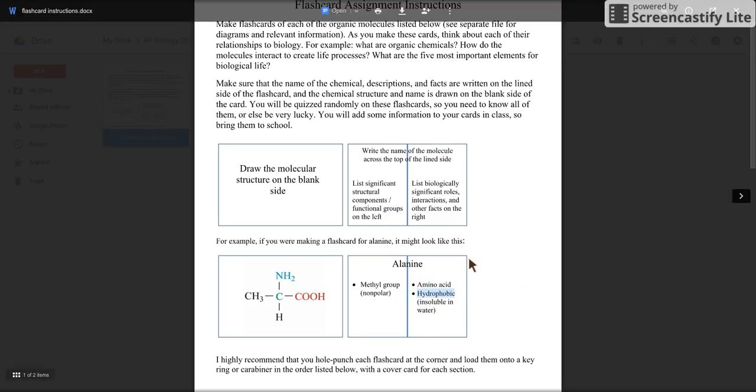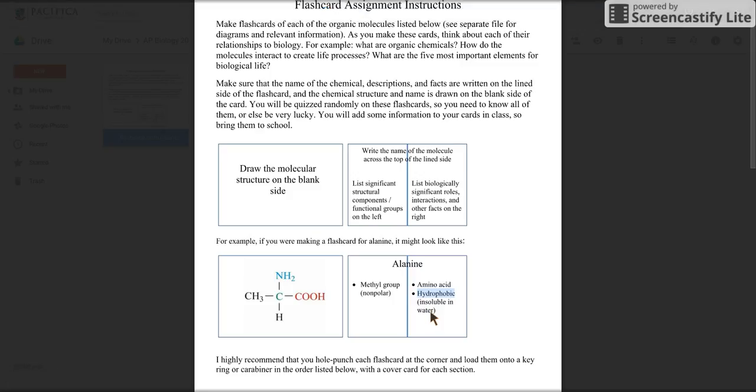That means that it's not soluble in water. This is the type of information that I'm hoping that you can find. Now, if you, for the life of you, can't figure out what its biologically significant role is, then write down what you know and leave the rest as blank space so that you can add it in class.